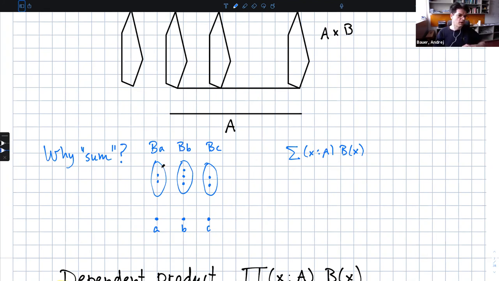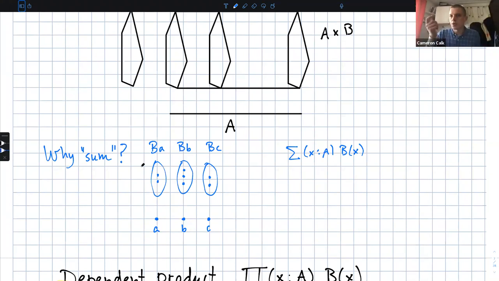It's because you really are literally doing the type theoretic version of summing things together by putting them together. Just like when you have some baskets of fruit and you take them all together, you've summed them. Now you have the sum of them. That's where the name comes from. Does that answer the question, Cameron? Is that a good enough answer?